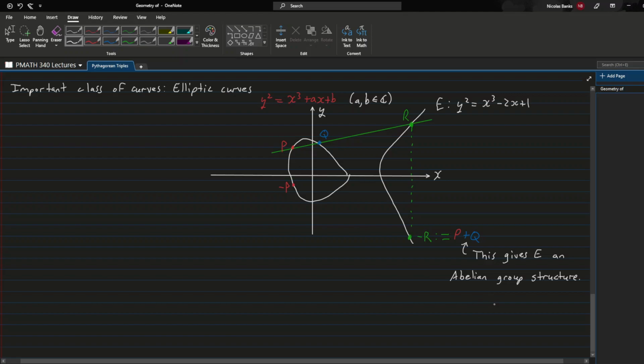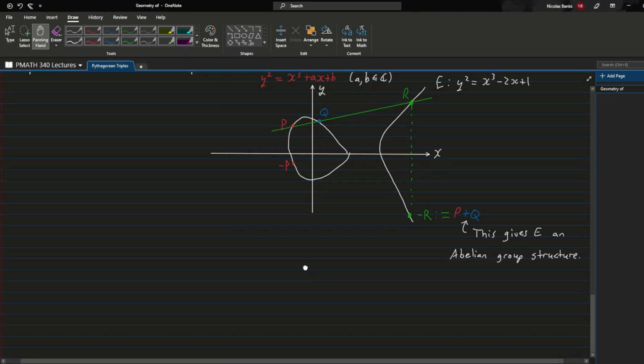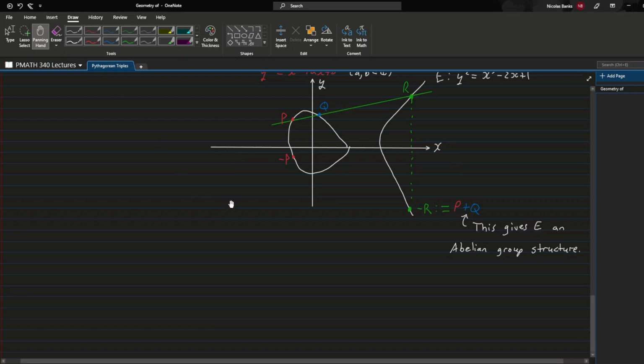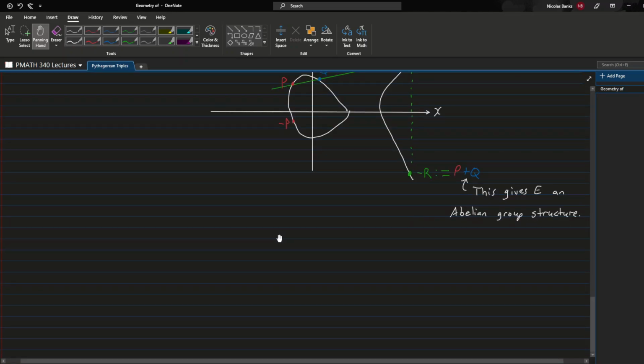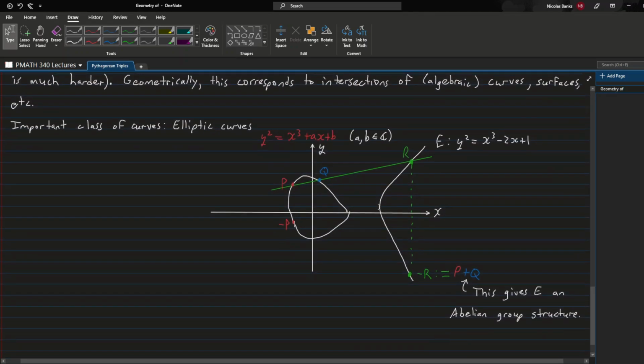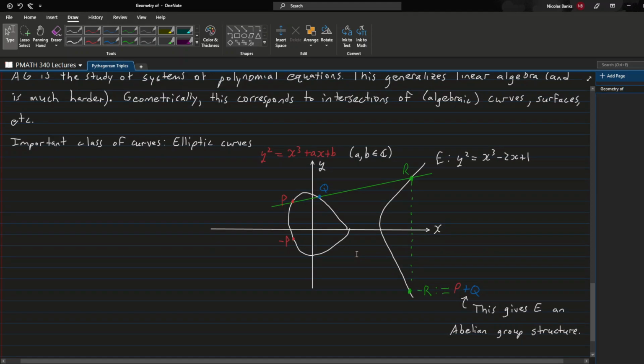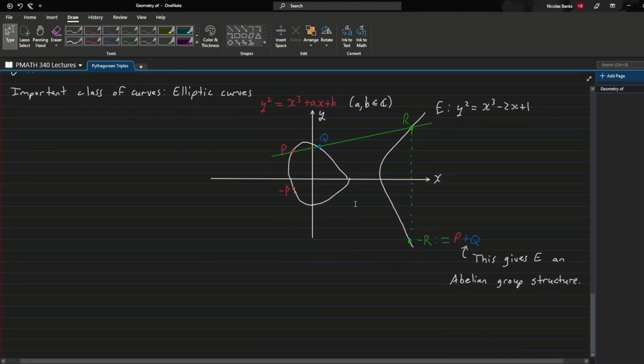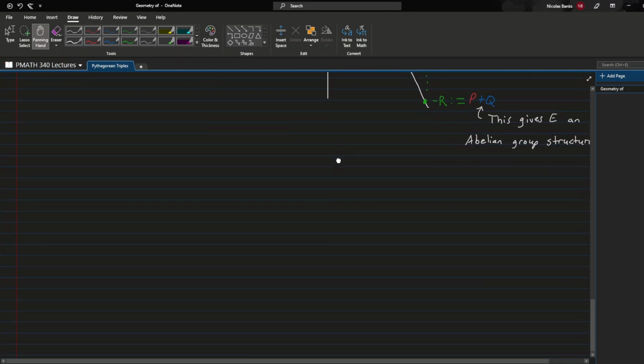Most of those things aren't terribly hard to show, but the associativity of this group operation is actually quite tricky to show. If you take an introductory course in algebraic geometry, they'll probably talk about that, or some equivalent formulation of the group of an elliptic curve. So that's remarkable. Most curves and surfaces and whatnot don't have a group structure like this. And if they do, they're called abelian curves or abelian surfaces, etc. Elliptic curves are a very important class of abelian curves.